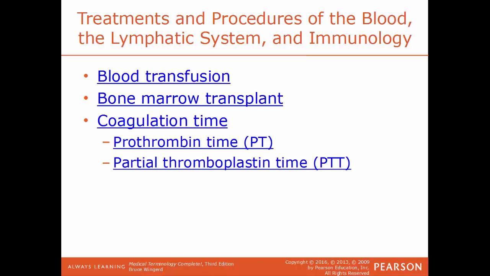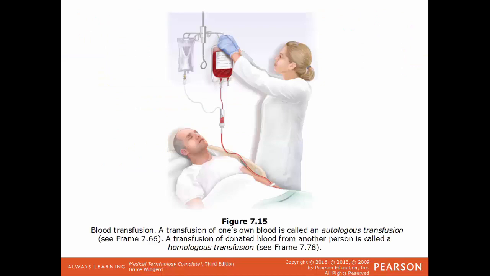Now, some examples of this would be the PT, which is the prothrombin time, and also the PTT, the partial thromboplastin time. Both of these are just examples of gauging how quickly your blood is able to clot in response to injury. In this image, we have an example of a blood transfusion. Of course, when you get it from your own self, that is autologous. If you get blood from someone else, that is a homologous transfusion.